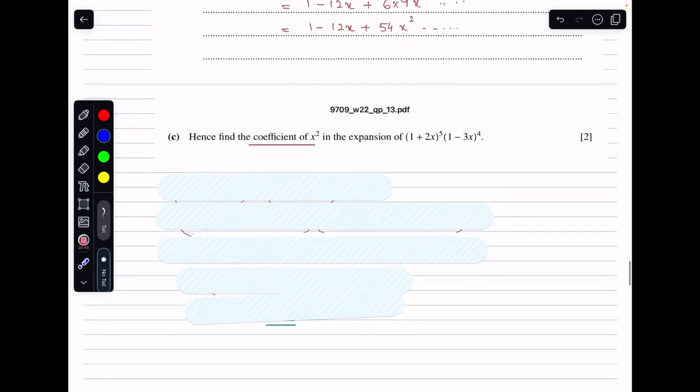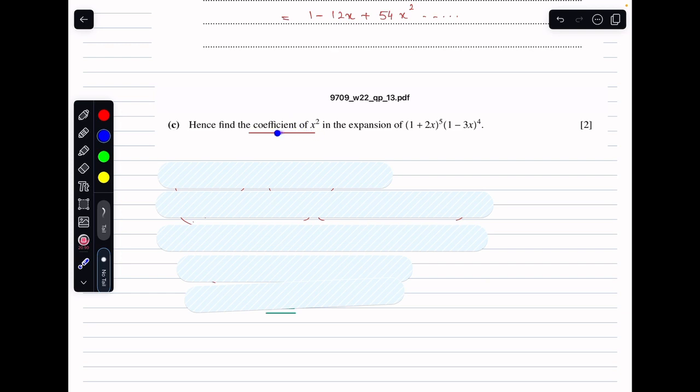Part C. Hence, find the coefficient of x squared in the expansion of 1 plus 2x to the power 5 and 1 minus 3x to the power 4. Here, I have done the expansion for 1 plus 2x to the power 5 in part 1 and 1 minus 3x to the power 4 in part 2.